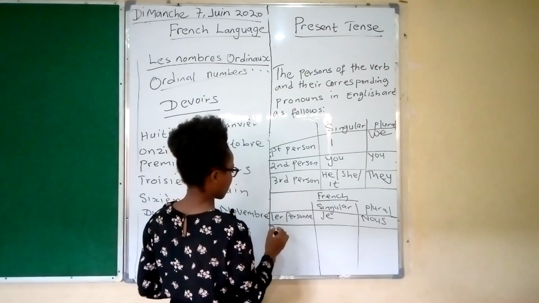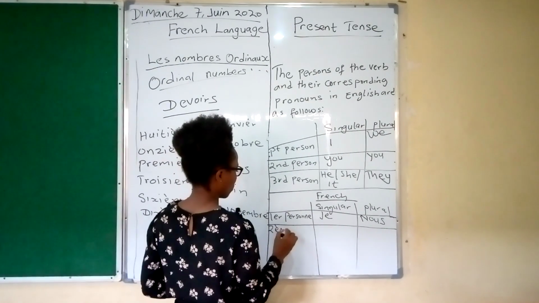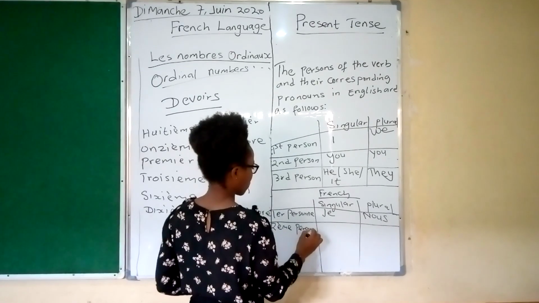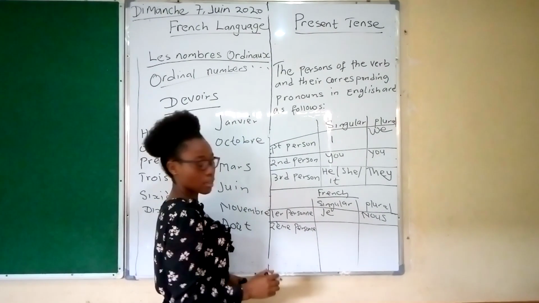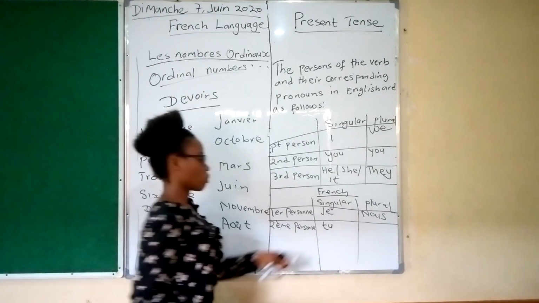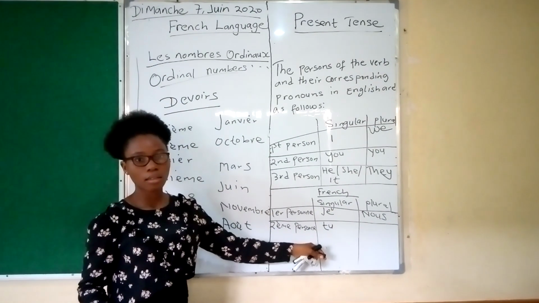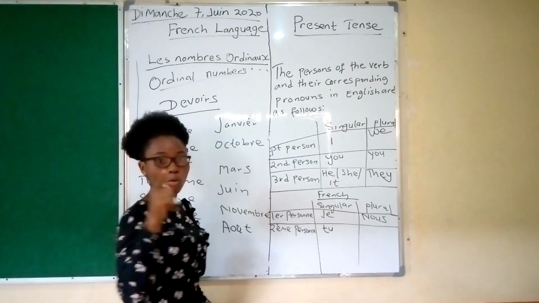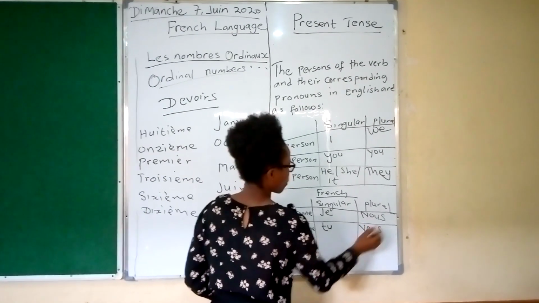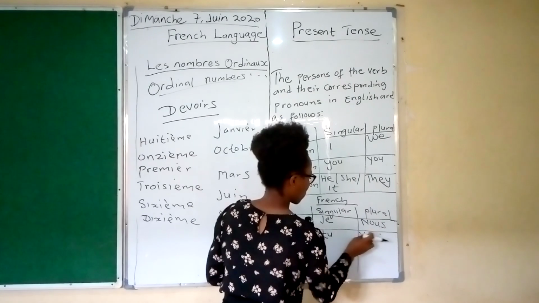Then deuxième personne. That's the second person. What is you? Tu. You say tu. Okay? Then the plural is vous.